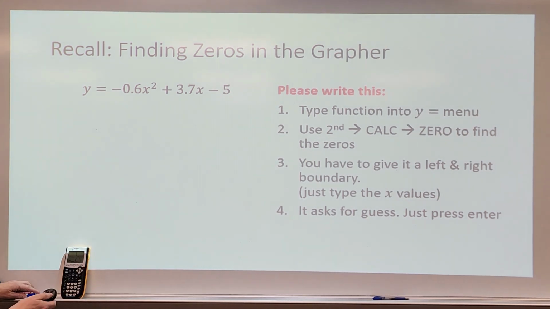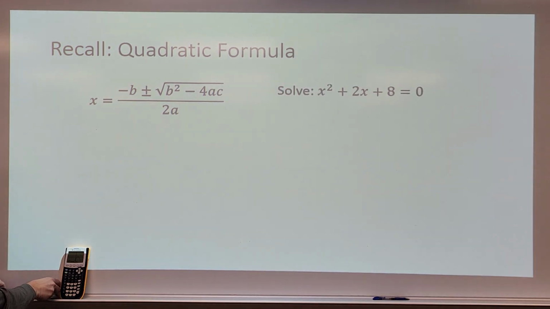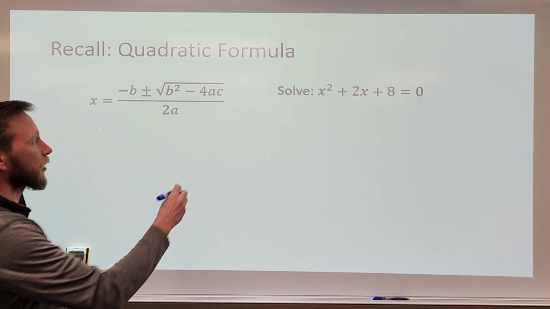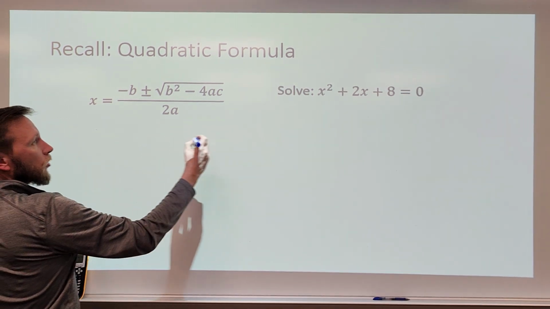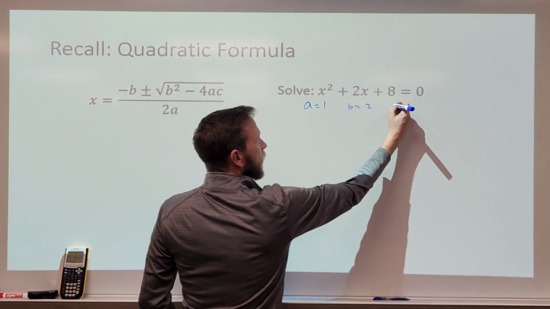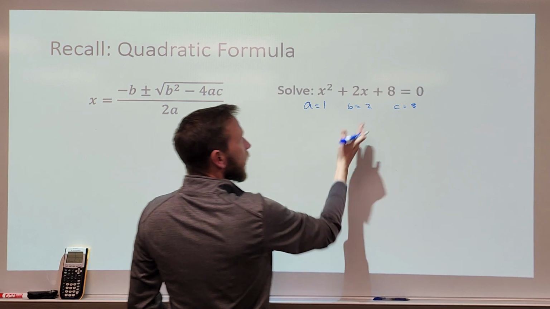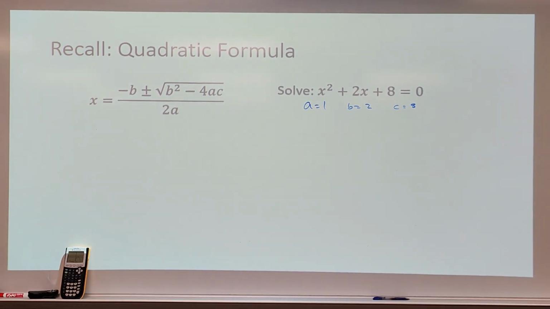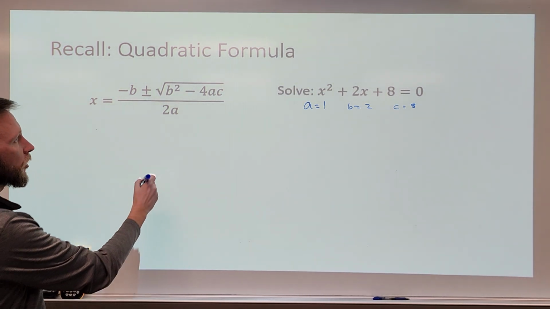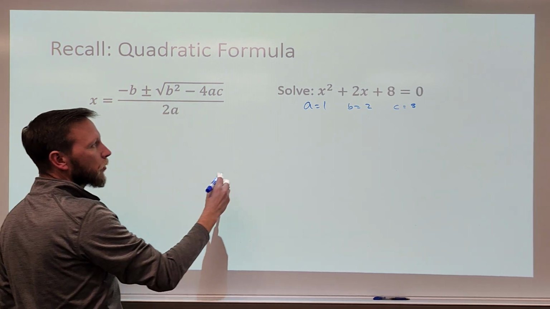All right, so we have reviewed finding the zeros in our grapher. Now we are going to find our solutions using the quadratic formula. Again, our goal is always to be able to identify what is A, what is B, and what is C. If this is not factorable, then that means that in order to solve the equation, we will need to use the quadratic formula, or we'll need to use completing the square. We're going to focus on the quadratic formula here.